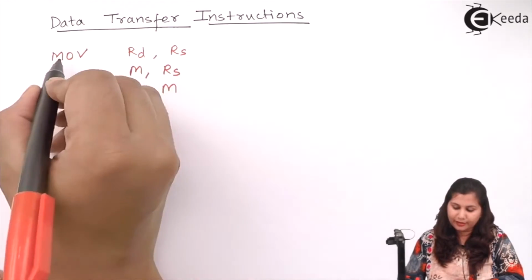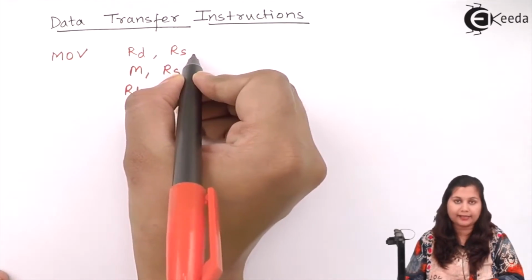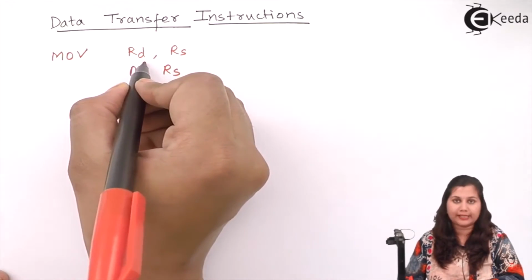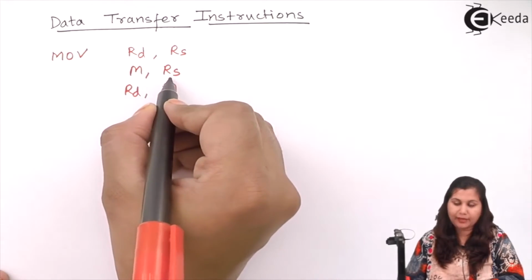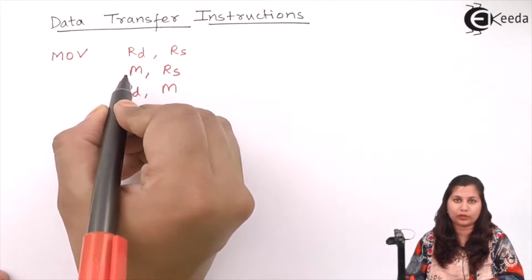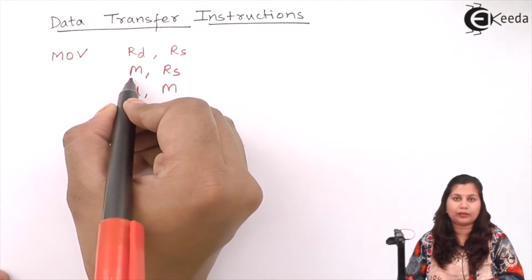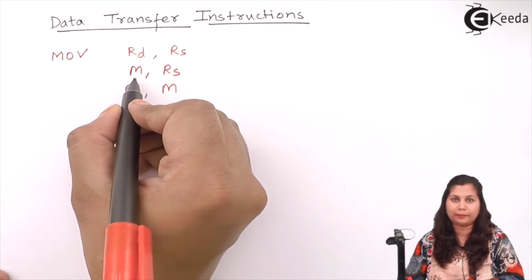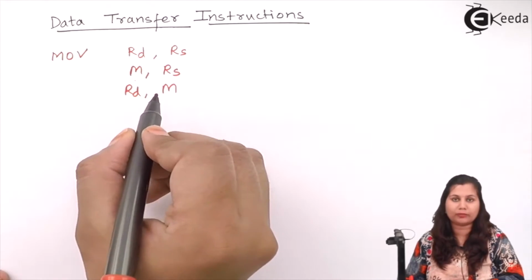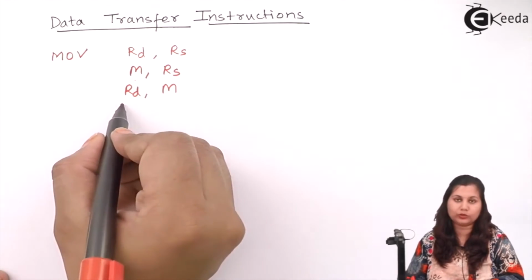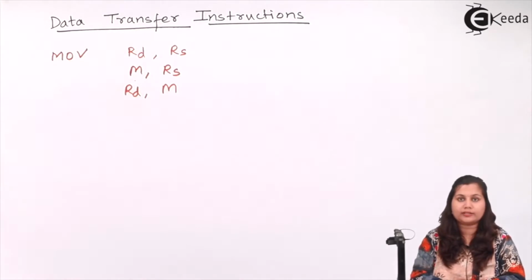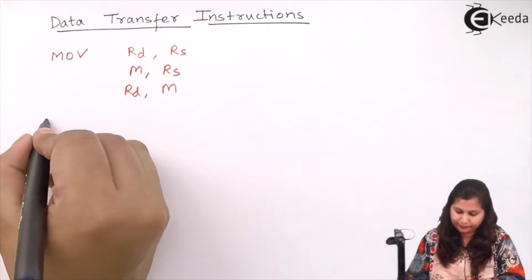In the first, if we have MOV RD, RS, then the contents of the source register are copied to the destination register. If we have M and RS, then the contents of the source register are copied to the memory location. The address of the memory location is specified by the HL pair register. And if we have RD and M, then the contents of the memory location are copied into the destination register.